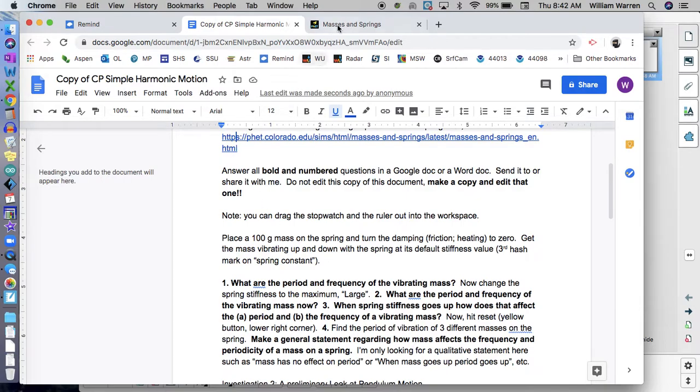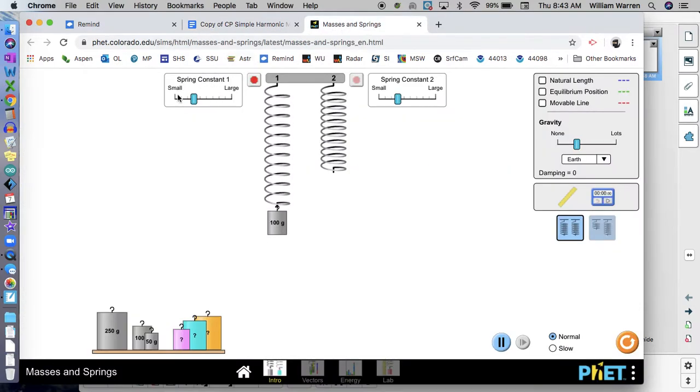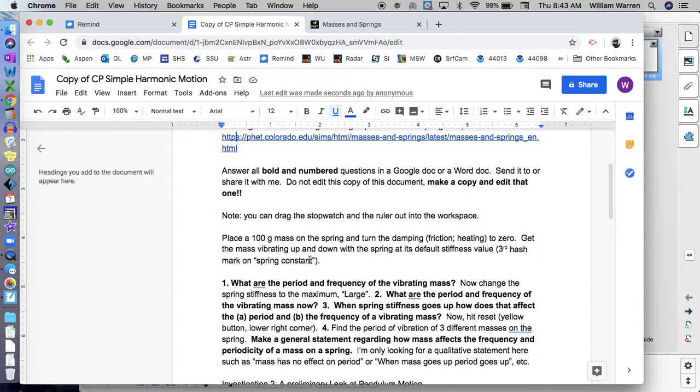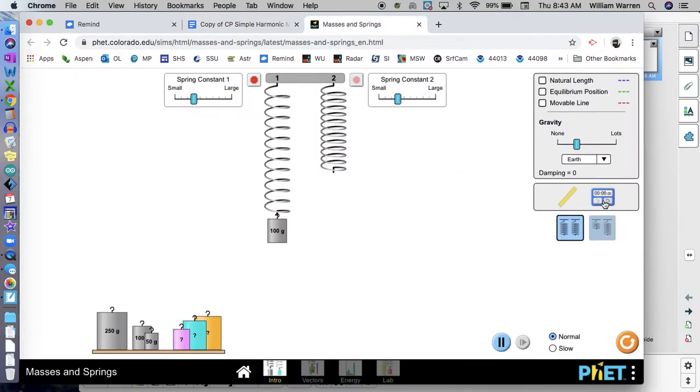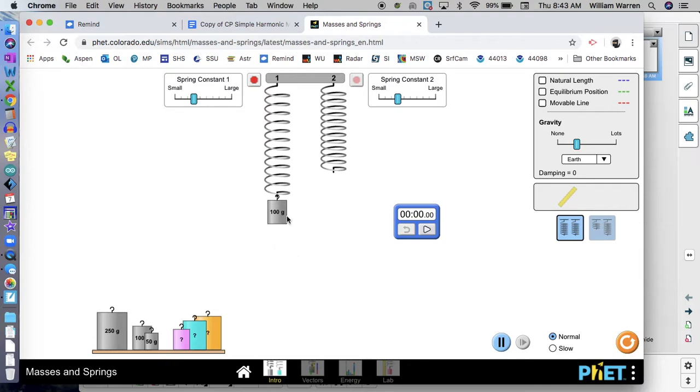That's just, you can change the stiffness of the spring right here. Right, so it's at its default value. Three clicks over, and it's bouncing up and down. And we have to answer this question. What are the period and the frequency of the vibrating mass? Okay, so I go to here and I pull up my stopwatch, and what I do is I watch it.